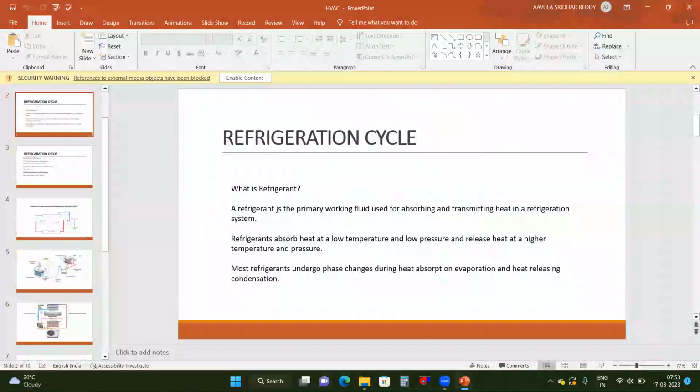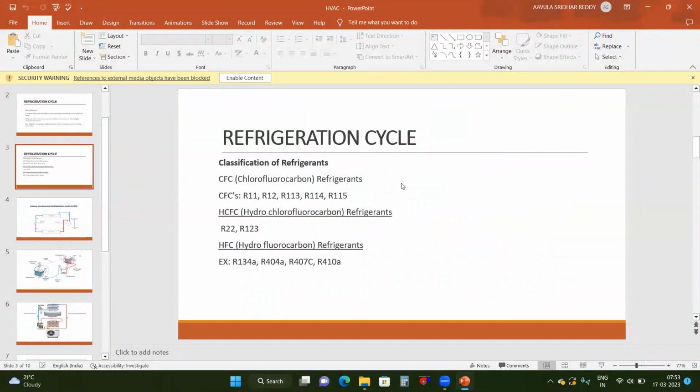before that, we have the types of refrigerant used in air conditioning systems, which we will see here. They are classified into three types: CFC, chlorofluorocarbon refrigerants; next, hydrochlorofluorocarbons, HCFC; and another one is HFC refrigerants.